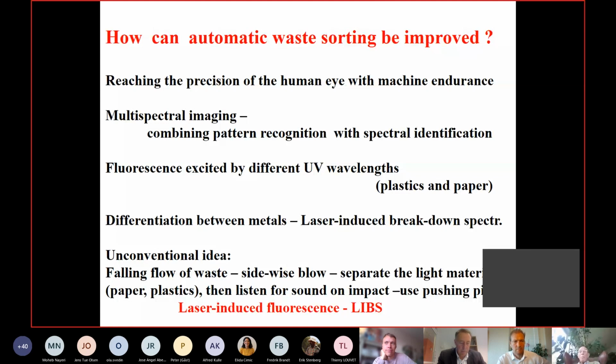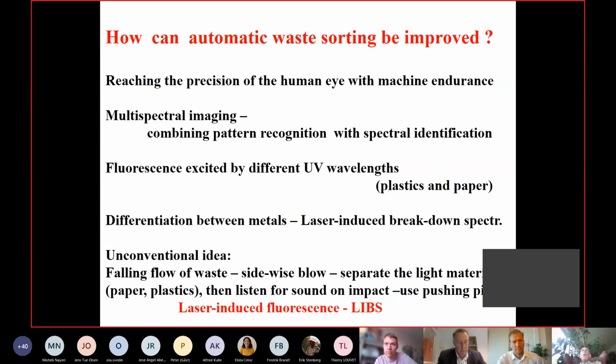Fluorescence is a strong thing. Plastics fluoresce like mad, and paper fluoresces like mad. And you can have very easy ways of distinguishing them using fluorescence techniques. Differentiation between metals, laser-induced breakdown spectroscopy, as we said, can do the job.